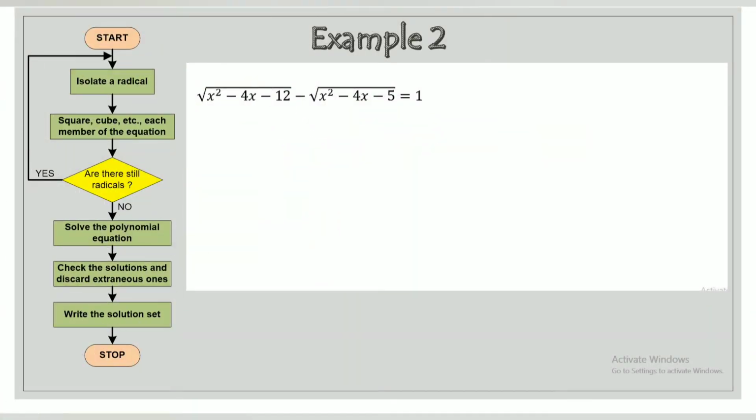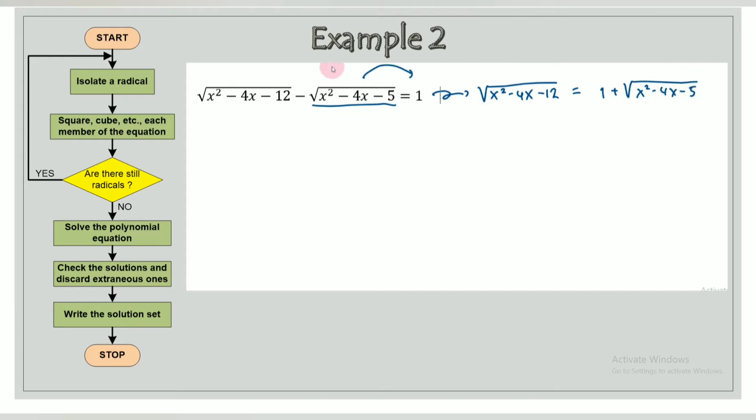So now let's go to the second example. In the second example, we have two radicals. Since we have two radicals, we need to isolate a radical. It means let's separate the radicals, one to the left, one to the right. So this one I will move it to the right. Of course I cannot just move it, but you get the idea. So we add to both members the square root of x squared minus 4x minus 5. So yeah, it's moved there.